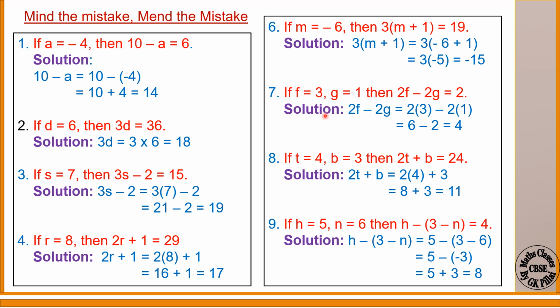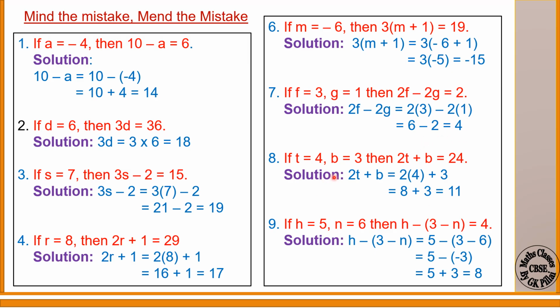If f equals 3 and g equals 1, then 2f minus 2g will be 2. Actually, 2f minus 2g equals 2 into 3 minus 2 into 1, which is 6 minus 2, that is 4. And it is not 2.